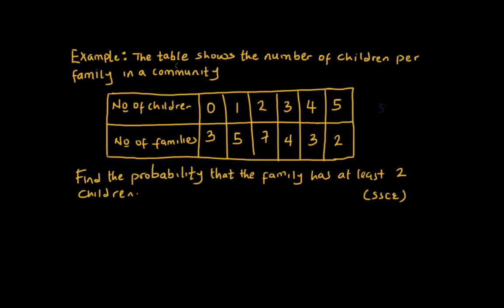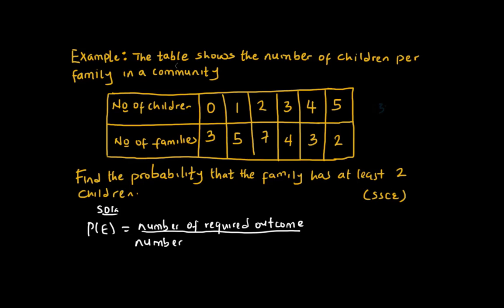Number of children per family in a community, find the probability that the family has at least 2 children. Now remember, the first thing you want to do is to write the formula always. The formula for probability of an event occurring is the number of required outcomes all over the number of possible outcomes.